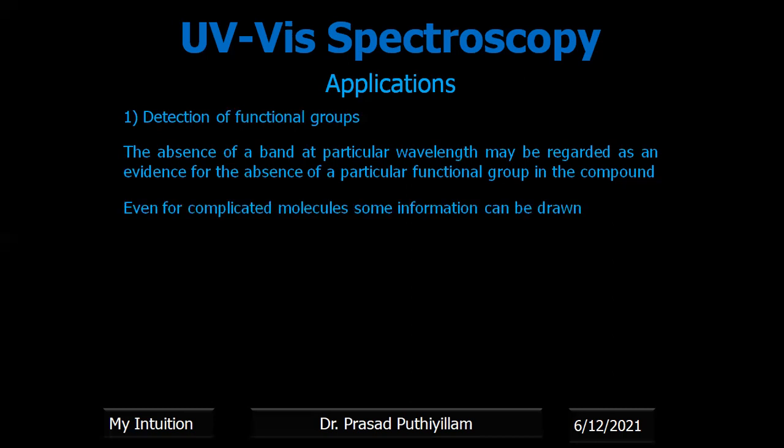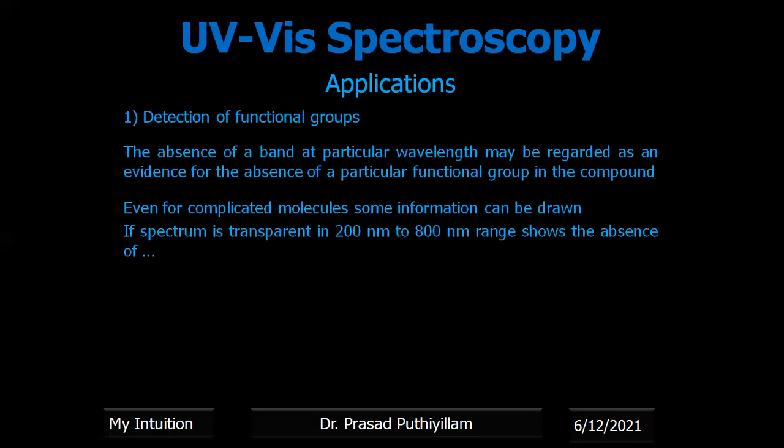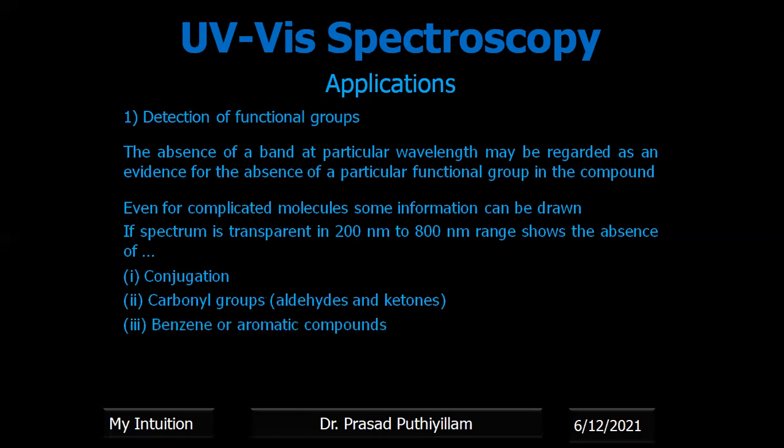Even for some complicated molecules, as such we may not get much information, but much of the required information can be collected from UV visible spectrophotometry. A simple case: within this 200 to 800 nanometer range, if the compound is not giving a spectrum, or the spectrum is transparent with no peak present after doing the analysis, that can be used to get the information that conjugation is absent, or that carbonyl groups, aldehydes and ketones are absent. It is not a benzene or aromatic compound. The compound does not contain bromo or iodo atoms.